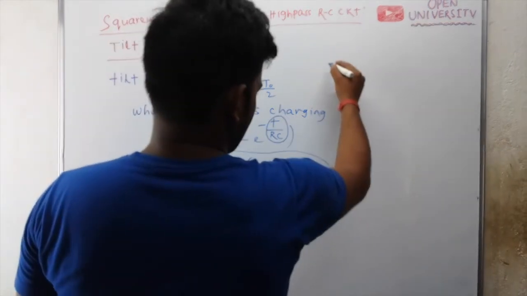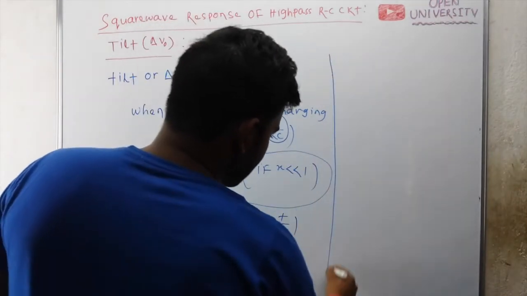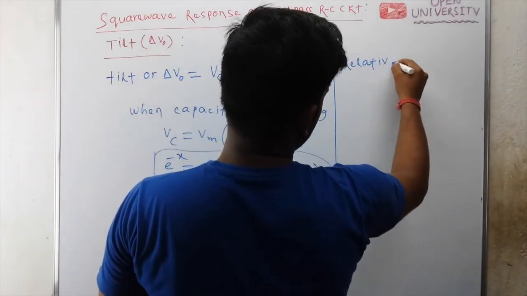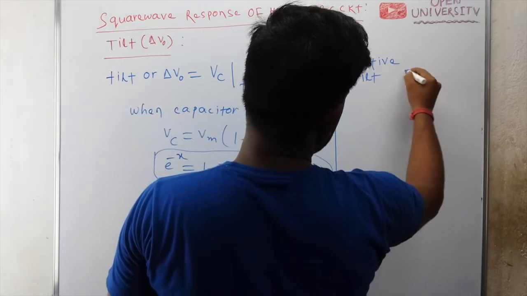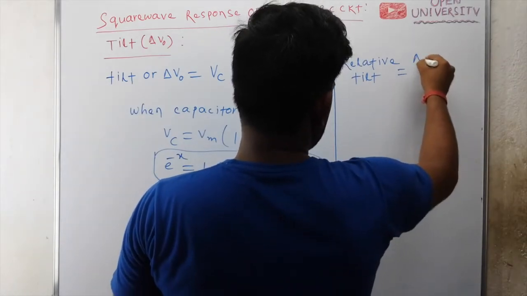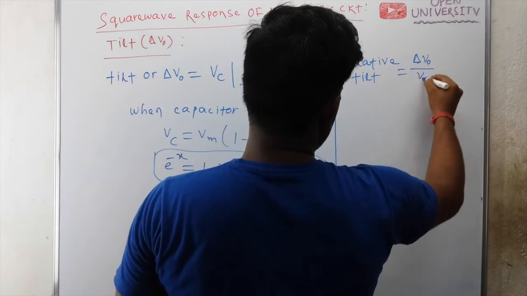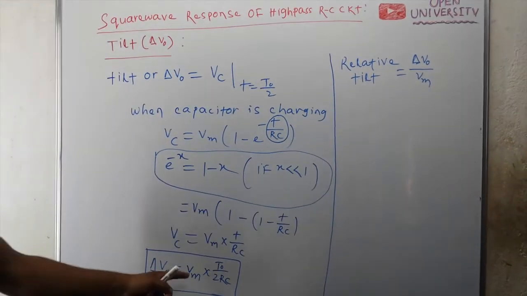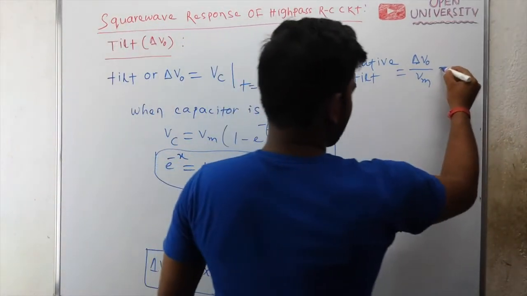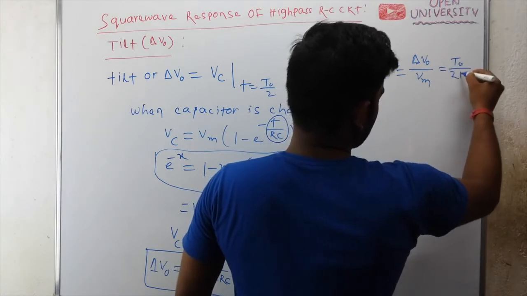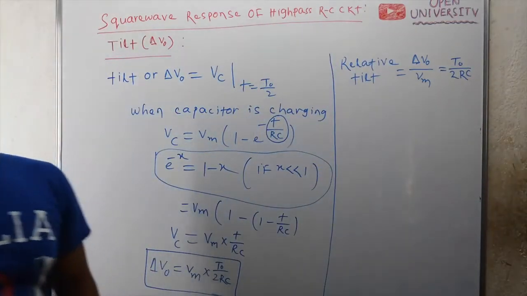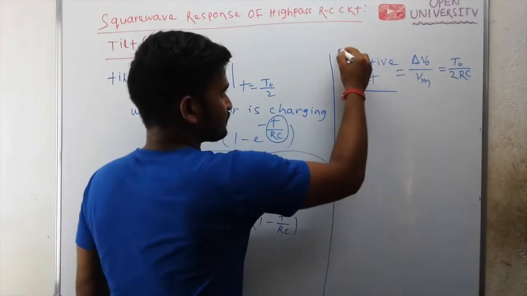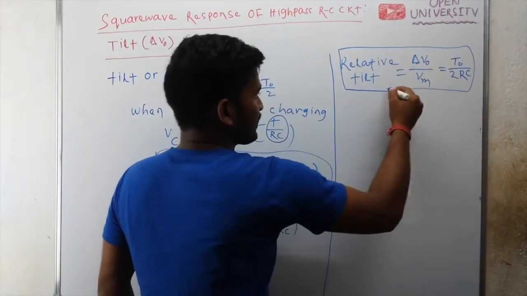If you want to find out what is relative tilt, then it will be delta V naught by Vm. What is the maximum value of input signal? Vm. So delta V naught by Vm is called as relative tilt. So delta V naught by Vm will be t naught by 2 RC. So relative tilt will be t naught by 2 RC. This is the formula of relative tilt: t naught by 2 RC.